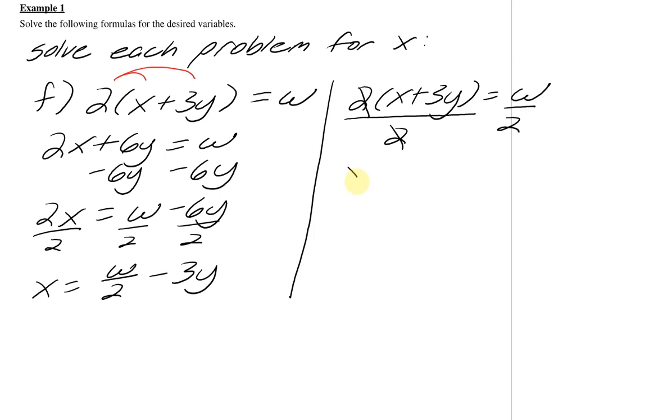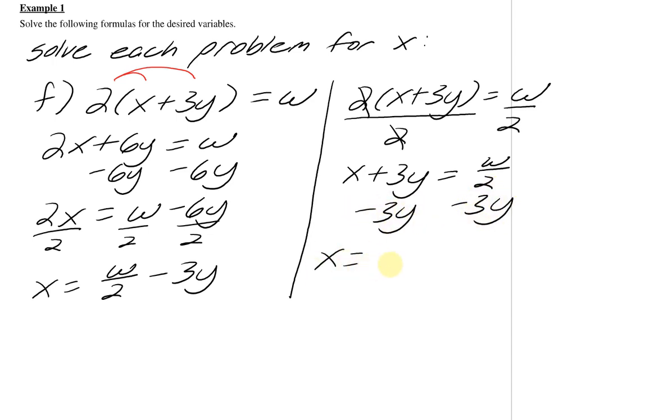The 2's drop out, and now I've got x plus 3y equals w over 2, and now I can pretty easily finish solving for x, right, by just subtracting the 3y. So I get x equals w over 2 minus 3y. Hey, it's the same solution from before. So it doesn't matter which way you decided to do this, 6 one way, half a dozen the other, but that's kind of the idea behind this. Okay, so I have one more for you guys.